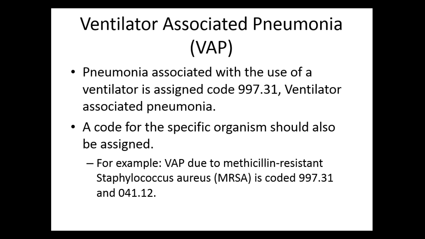Ventilator-associated pneumonia, VAP, is assigned code 997.31, ventilator-associated pneumonia. A specific code or code for the specific organism should also be assigned.